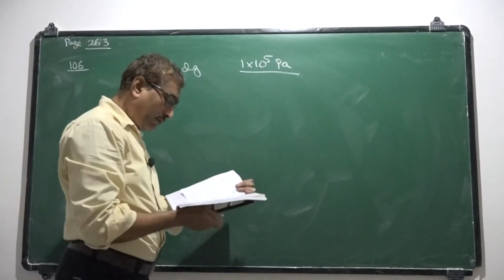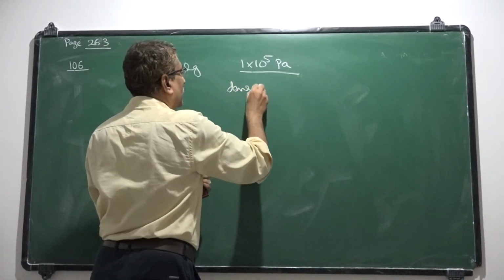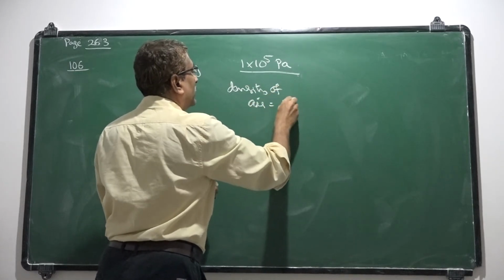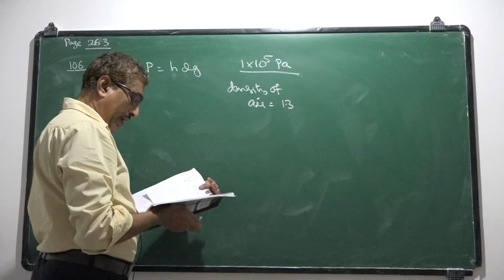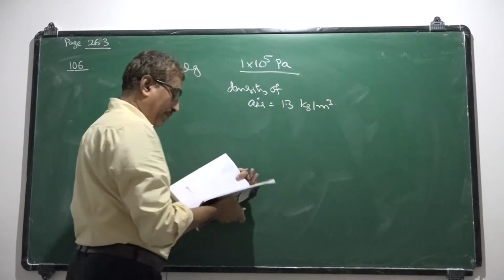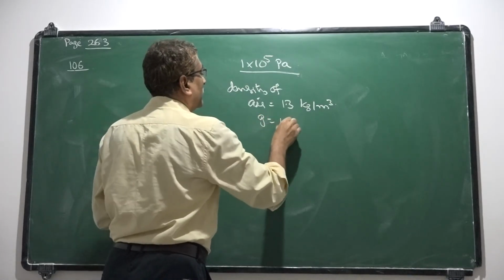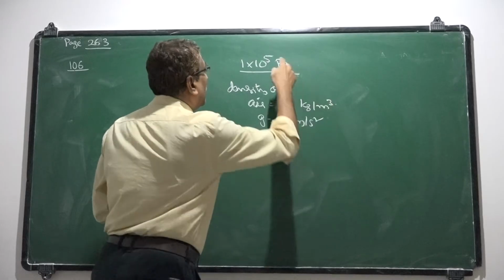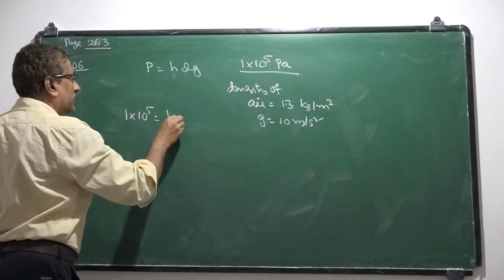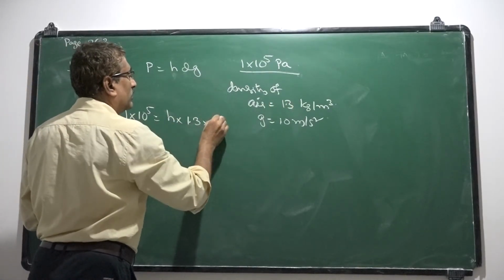Given density of air is 1.3 kg per meter cube, and g is taken as 10 meter per second square. Now substituting here, 1 into 10 to the power 5 is equal to H into density of air, 1.3, into g, which is 10.